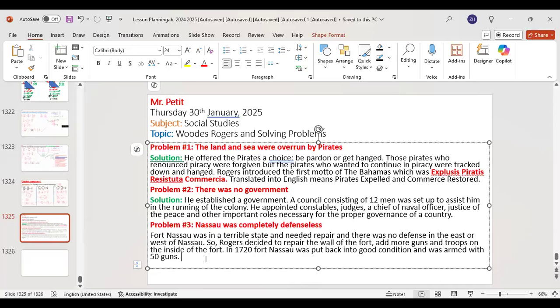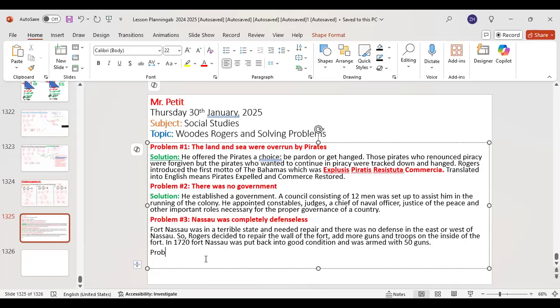The next problem, number 4, was that garbage was almost everywhere, and the roads were overgrown and unkept. So this is how the Lord Proprietors left the place.